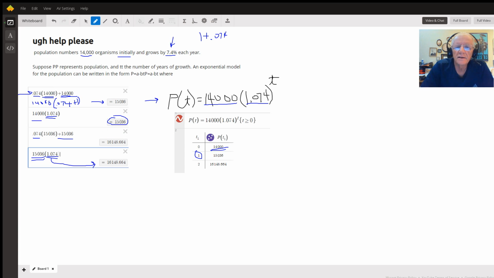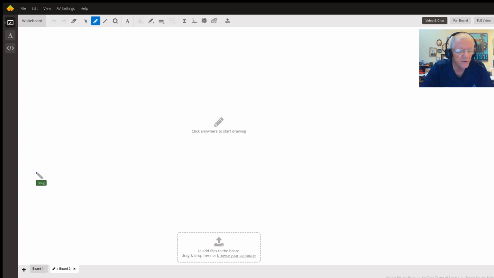And here's what the graph looks like, at least for the first 2 years. I'll paste it in on board 2.